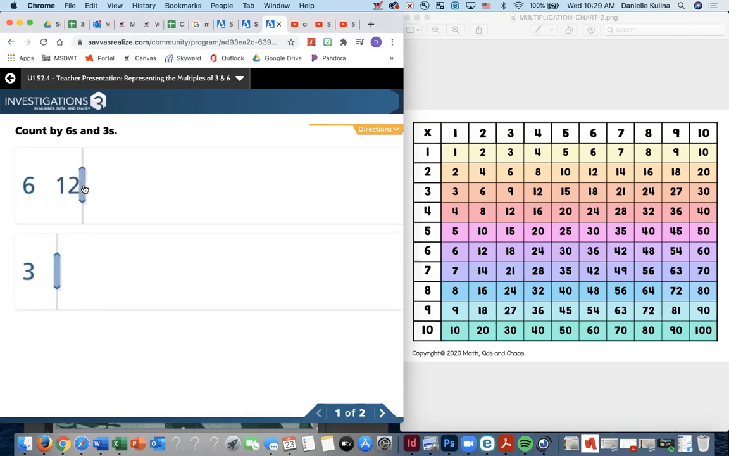6 times 2 is 12. 6 times 3 is 18. 6 times 4 is 24. See, 6 times 1 is 6. 6 times 2 is 12. 6 times 3 is 18. 6 times 4 is 24. I'm going to keep going. 6 times 5 is 30. 6 times 6 is 36.